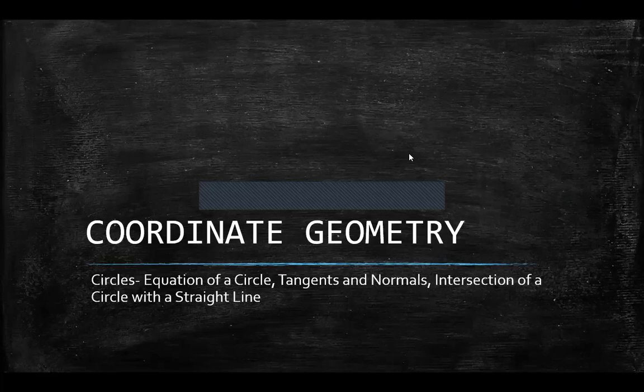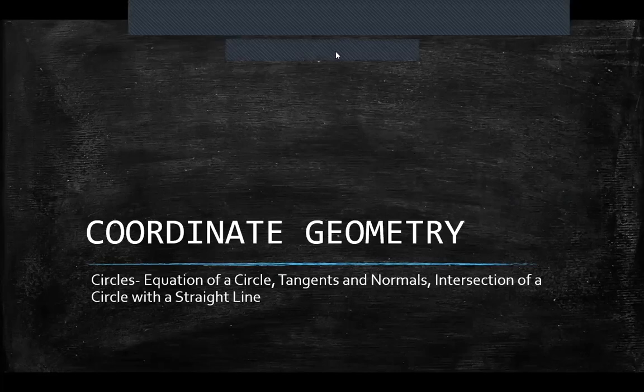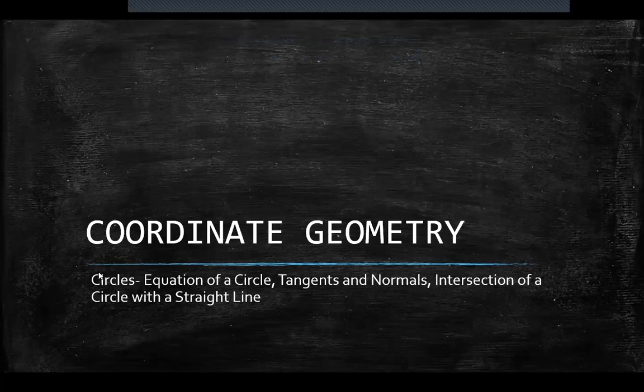All right. So we are still doing coordinate geometry, but what we were doing before was straight line geometry, right? Now we're doing circles, but still under the heading coordinate geometry. What we're focusing on when we're looking at circles, we're going to learn how to write the equation of a circle. We're going to learn about tangents and normals and the intersection of a circle with a straight line.